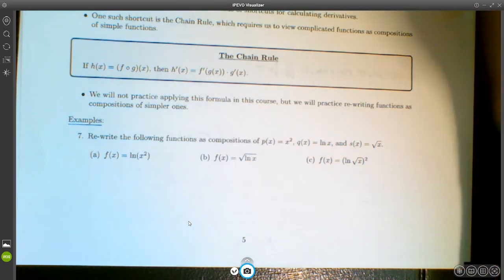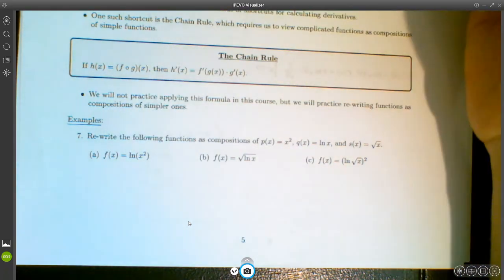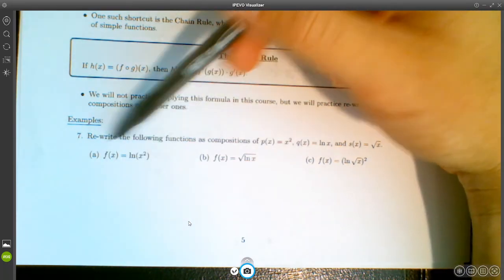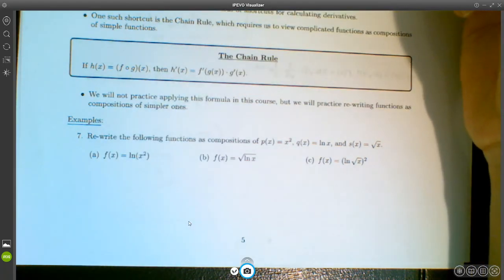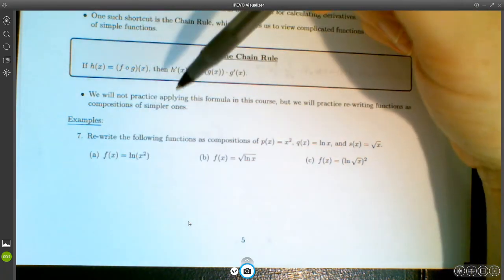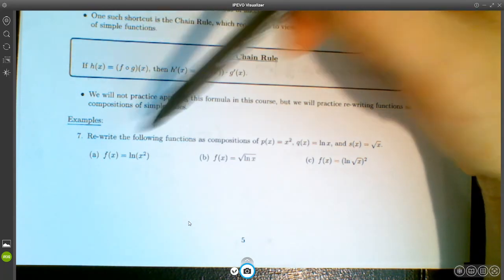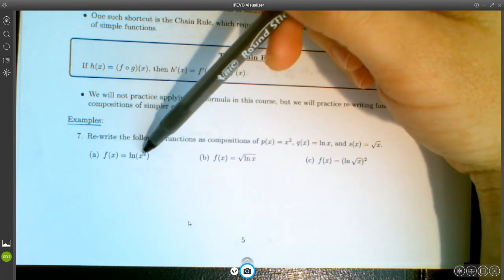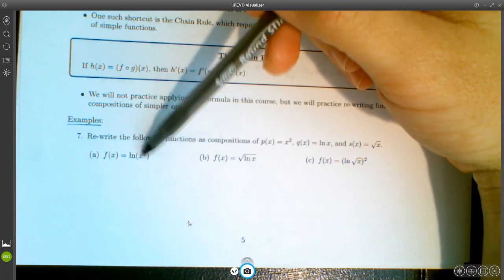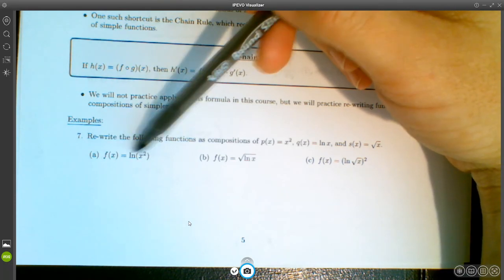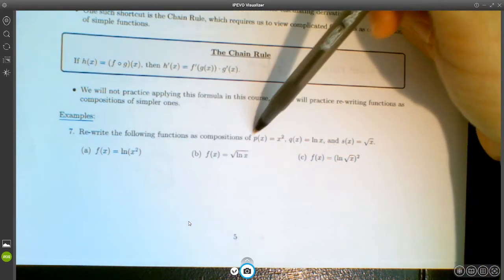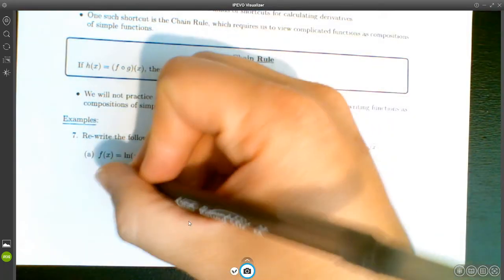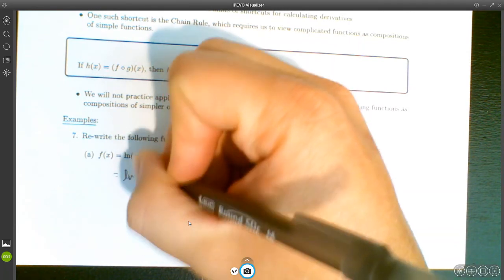Okay? So if we have f of x equals ln of x squared, we need to get really good at thinking about this as a composition of 2 functions, or 3 functions potentially. So to do that, I kind of think what I see here basically is a natural log function. We're taking the natural log of something. Now we're not taking the natural log of x though, we're taking the natural log of x squared. So really we're taking the natural log of p of x.